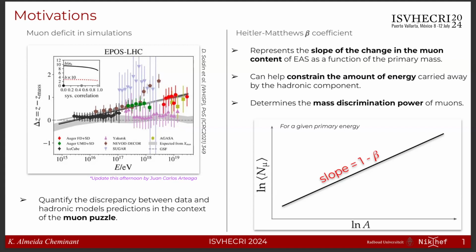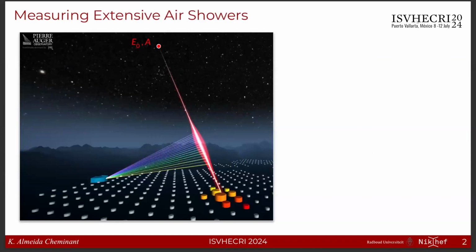So a measurement of this particular coefficient will help us not only constrain the amount of energy that is carried away by the hadronic component of extensive showers, but it will also tell us how powerful muons are to discriminate between different mass primaries, meaning that a higher beta will lead, for example, to a smaller difference between proton and iron showers, which could be a bit of a problem.